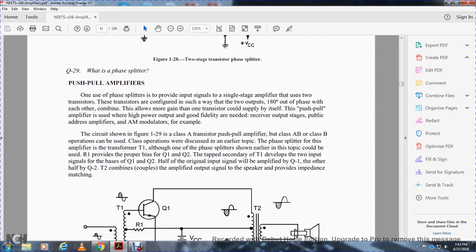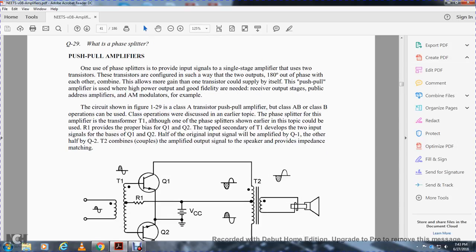Alright, push-pull amplifiers. One of the uses of the phase splitter is to provide input signals to a push-pull amplifier stage. You have the two transistors configured in such a way that the two outputs are 180 degrees out of phase with each other. Combined, these allow more gain than one transistor could supply by itself. The push-pull amplifier is used where higher output with good fidelity is needed, such as in receiver output stages, public address amplifiers, and AM modulators, for example.